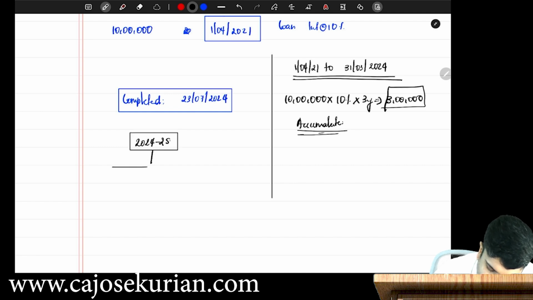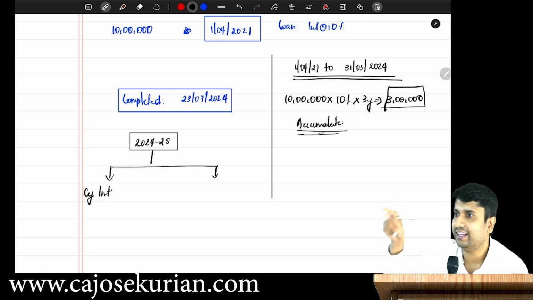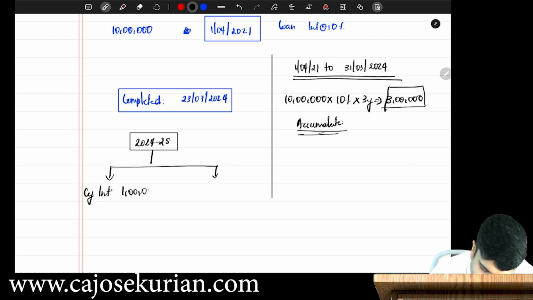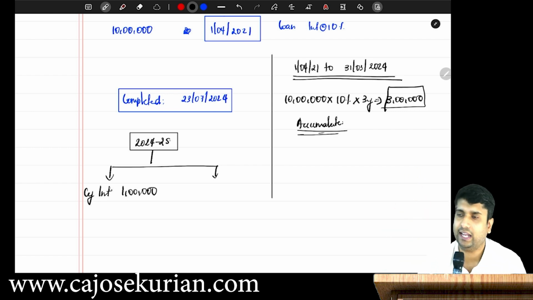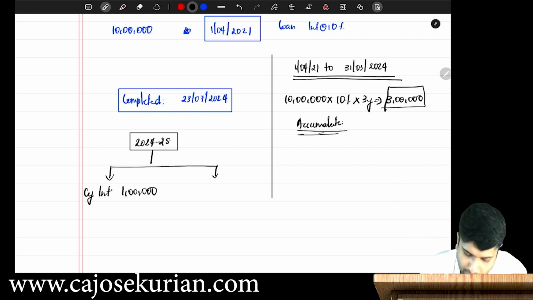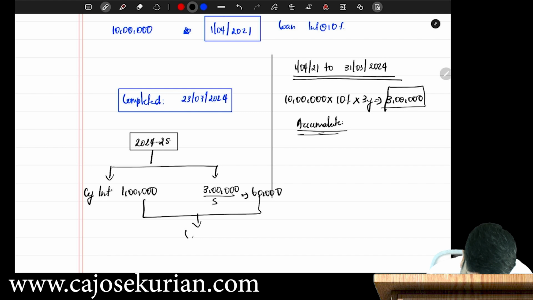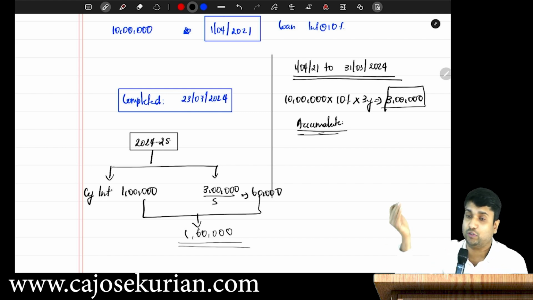In 24-25, there will be two sets of deductions. Number one is for the current year interest, because the loan is still pending. That will be 1 lakh, because 10 lakh into 10%. And how about the pre-construction period interest? 3 lakh divided by 5, that will be 60,000. So altogether I can claim 1,60,000 rupees as a deduction in the year of completion according to this example.